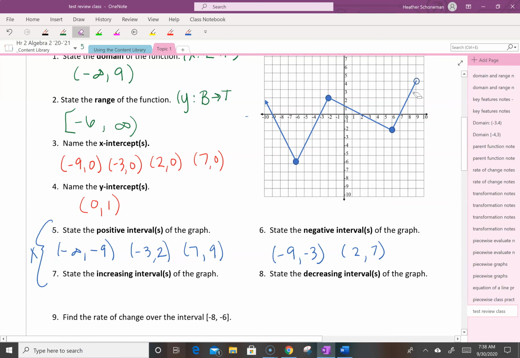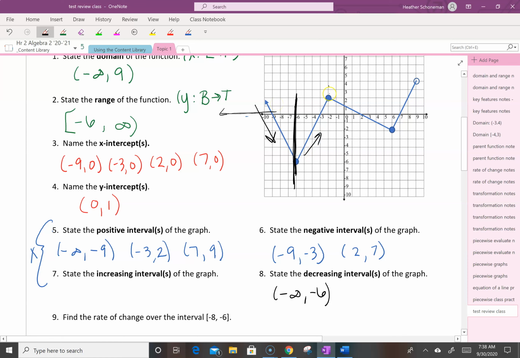Okay, now that we've done positive and negative, let's do increasing and decreasing. From left to right, this first section is going down, so this first section is decreasing. Even though it's pointing up, the x values are going to the left, so it starts at negative infinity and stops decreasing where it changes directions at -6. You do not say where it crosses the x-axis, you say where it changes directions.